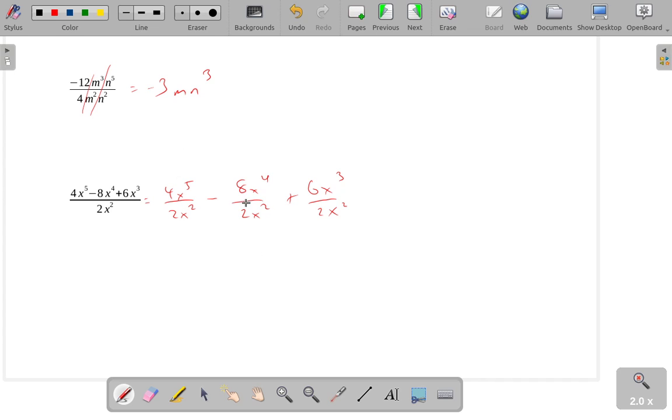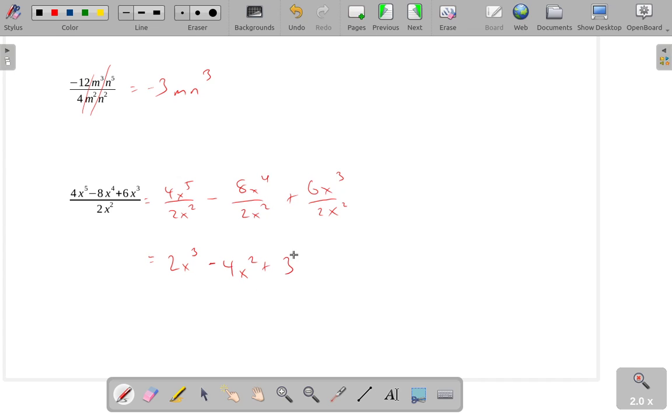And so we're just kind of going the other way. We're splitting it up as several different fractions, because then each of these fractions we could then reduce. We could see that there's a common factor, between the 4 and the 2, we could cancel out a 2 to get a 2 there. X to the 5th over x squared gives us x cubed. 8 over 2 is 4. X to the 4th over x squared is x squared.